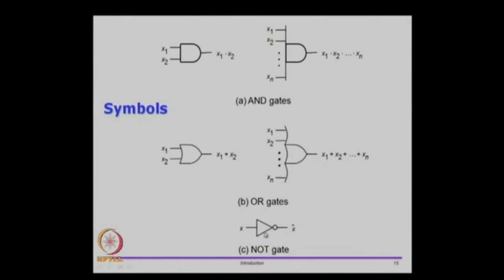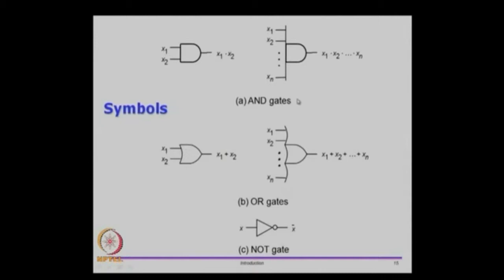For NOT gate or for NOT operation, there is only one input at a time, right? So x, if it is 0, then the output is 1. If the input is 1, the output is 0. You can't make a multiple input function out of inversion. So each input can be inverted or not.